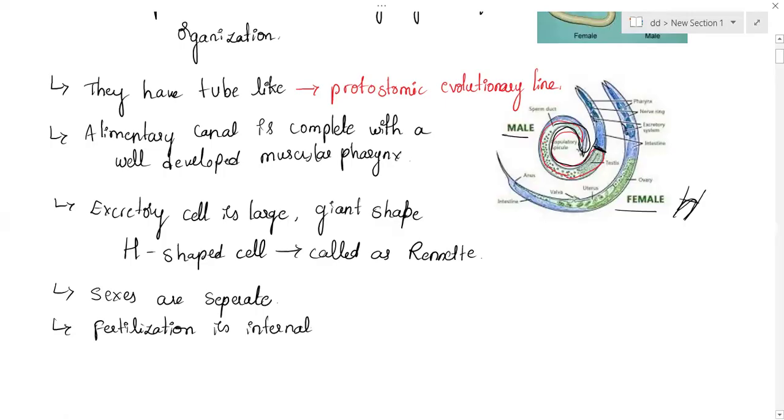Here, can you see there is a uterus. The uterus will carry the baby until development. Could you see here, the ovary? Ova will be released here, and the fertilization takes place inside the body. That is called internal fertilization. And the development is direct. It can be direct or indirect. What do we mean by direct or indirect development?